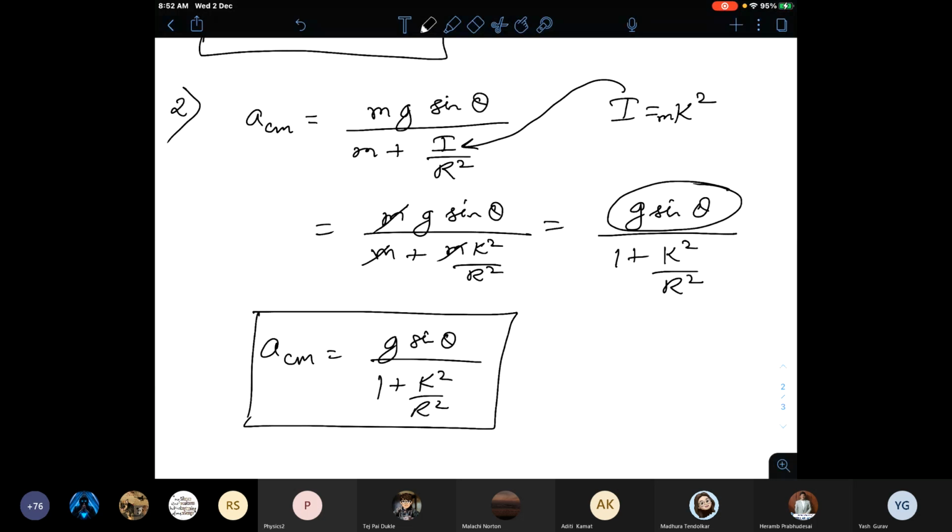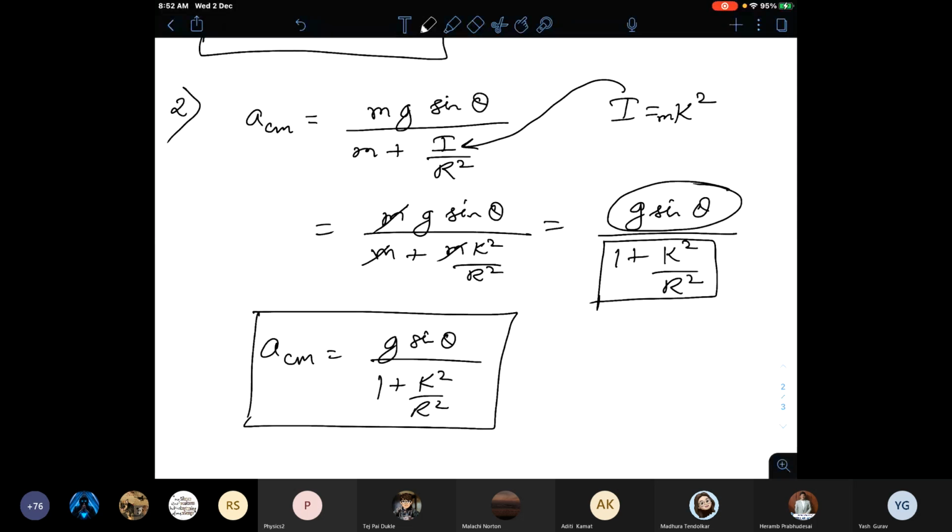But since rolling is also there, rotational is also there, again you can see that the same rotational factor 1 plus k square by r square is being divided over here. Same rotational factor is being divided over here. So this just simplifies your formula.